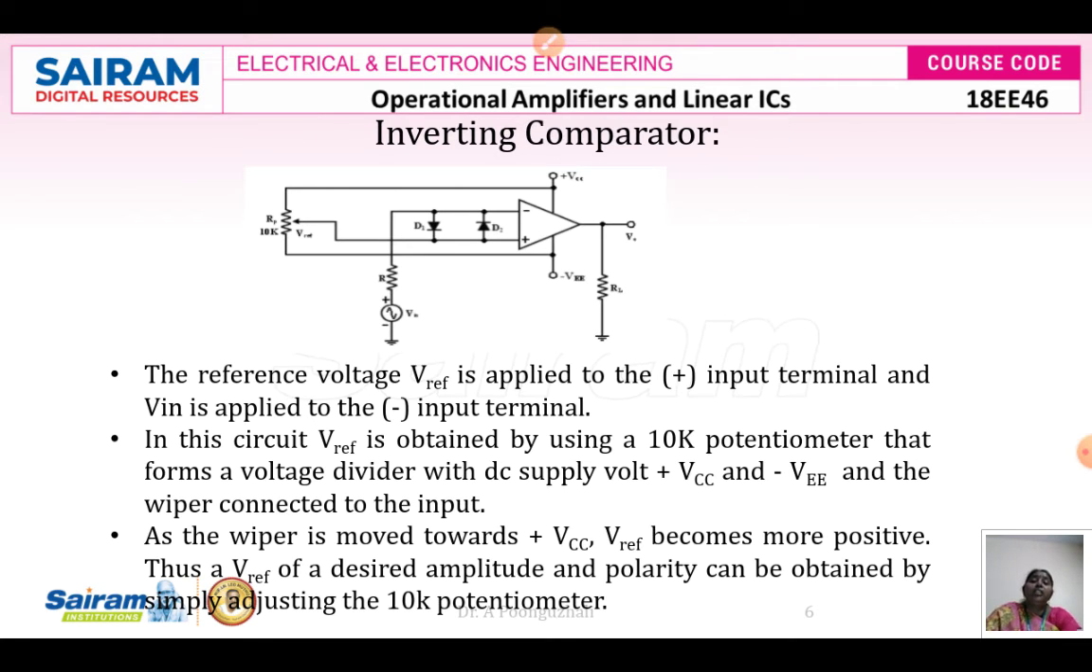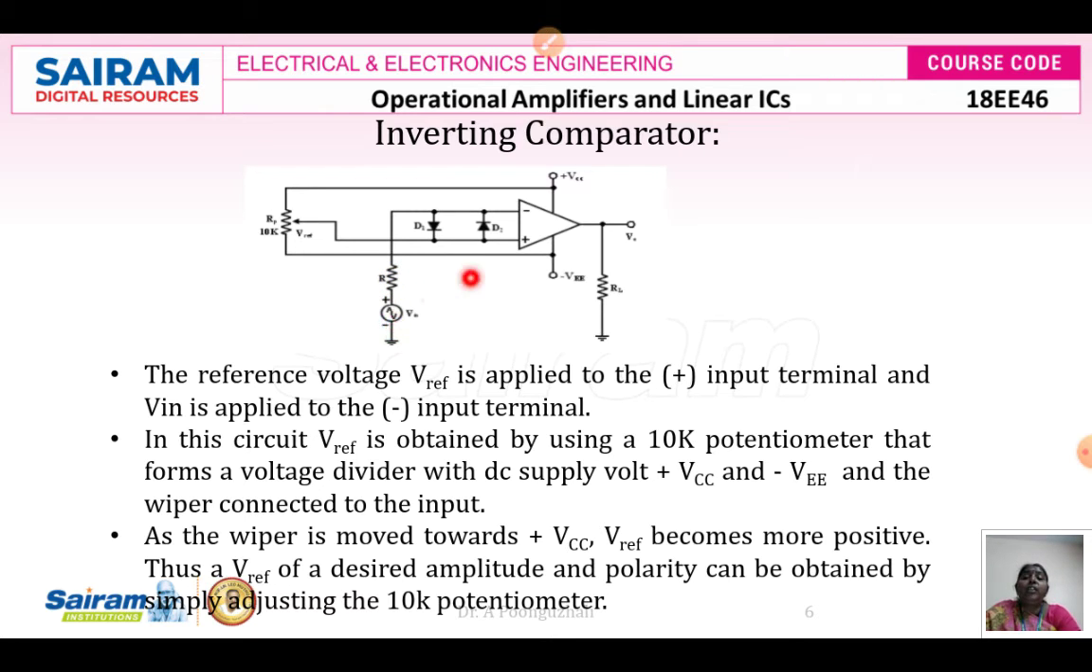The same thing applies for an inverting comparator. In an inverting comparator, the reference voltage can be either positive or negative. The name itself tells us inverting, which means my input signal should be given to the inverting terminal. This is the inverting terminal, and to it I am going to give the input signal, a resistance in series with your voltage source V in.